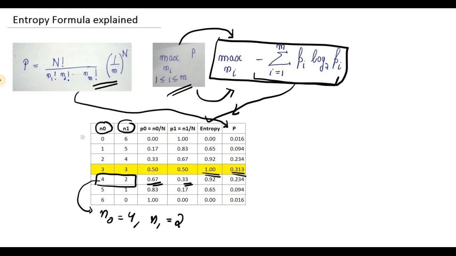We can see that the value of entropy and value of p are kind of moving proportionally. Like whenever it's 0.92, it's 0.234 as shown over here. Whenever it was 0.65, it was 0.0094. The same thing happened over here as well. And whenever the value of entropy is 0, the value of p is same, 0.016. Now there is one important thing to note over here. Whenever we started our discussion about decision trees, we talked about the type of nodes a decision tree can have.